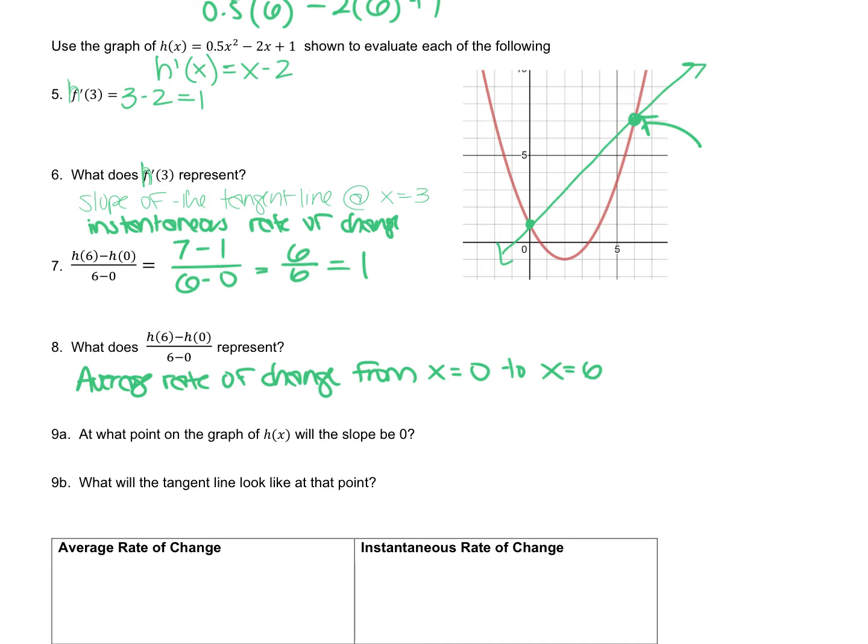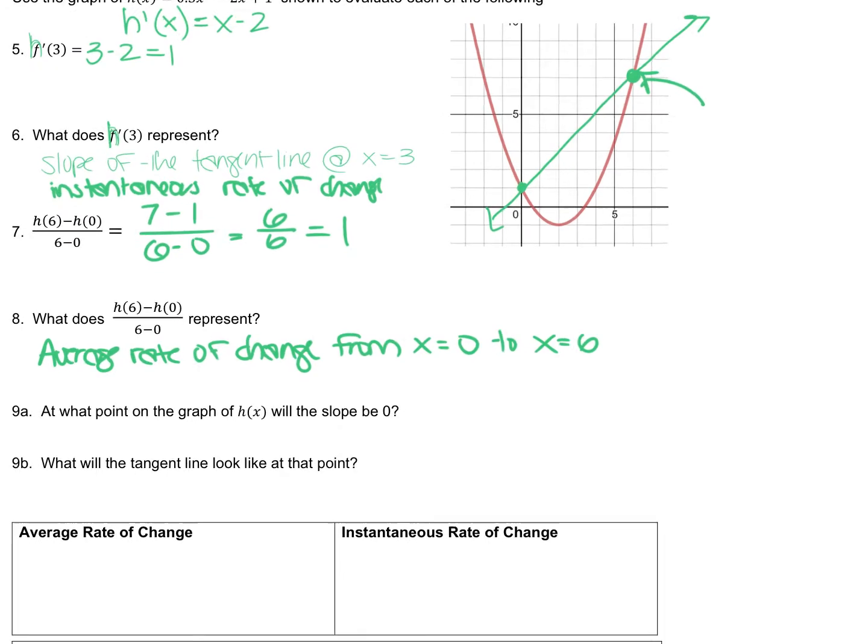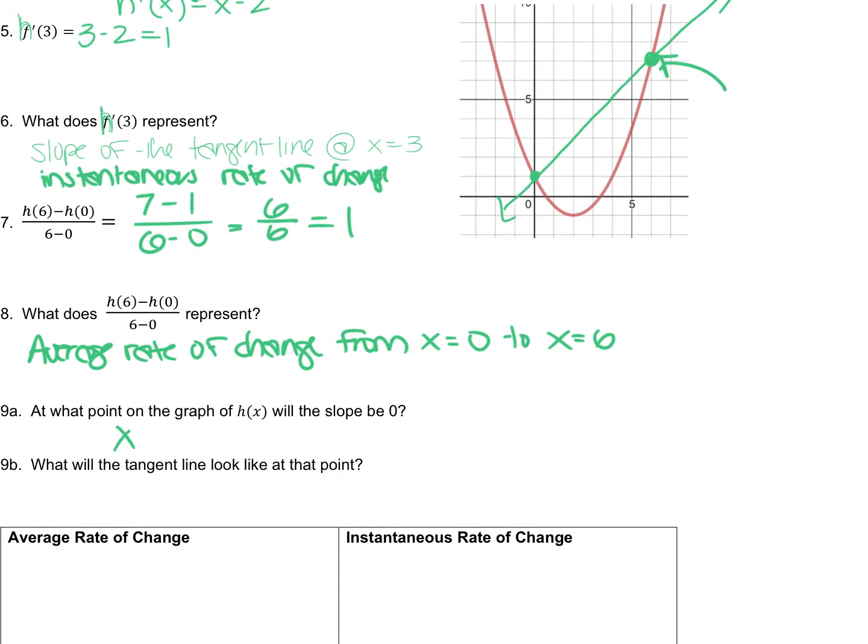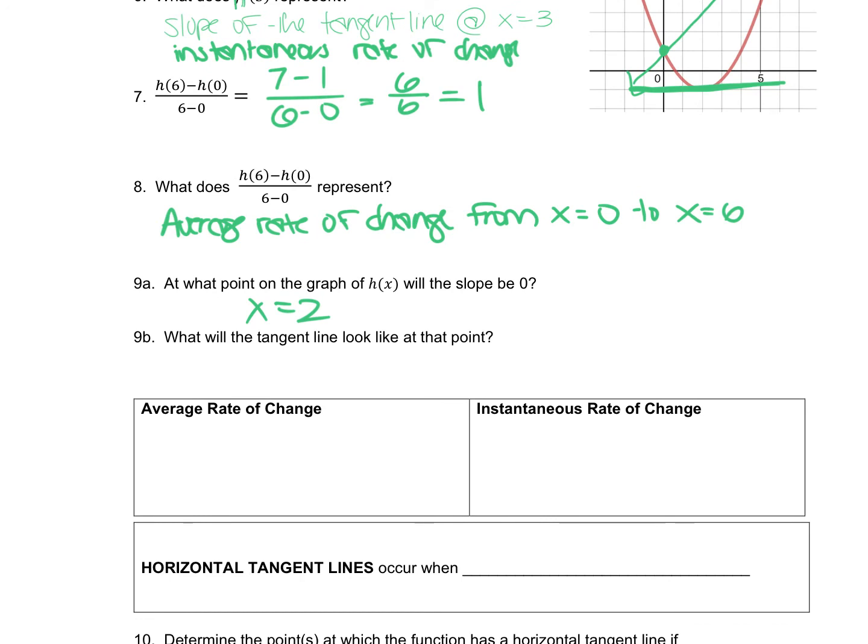At which point on the graph of h of x will the slope be 0? What x value? 2. Yep. How do I know that? At the bottom here, we'll have a tangent line that is a horizontal tangent line. Therefore, slope will be 0. Oh, because we look at the graph. And that just answered the last part. But what will the tangent line look like? Horizontal line.